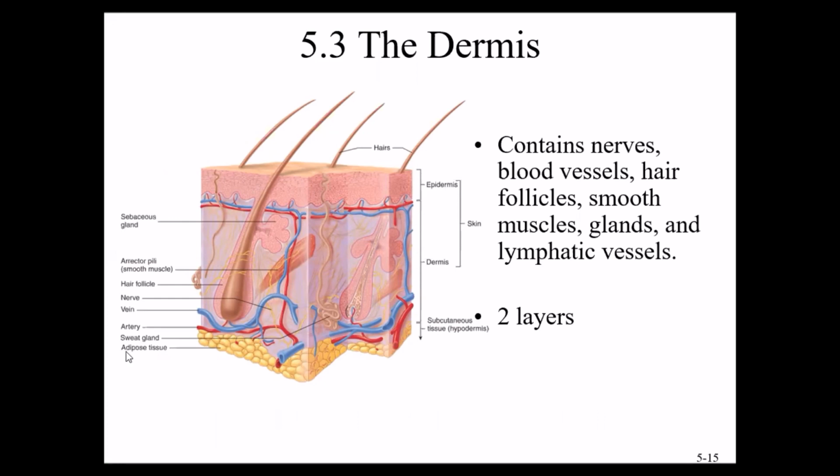But notice in the picture, you find a lot of things going on inside of the dermis. So in other words, this is where you're going to find blood vessels. So it's a vascular layer. You find hair follicles located in the dermis. You find some smooth muscle there. So when the smooth muscle contracts, it causes your hair to stand up. You find glands that are inside of the dermis, and you find some lymphatic vessels inside of the dermis as well.